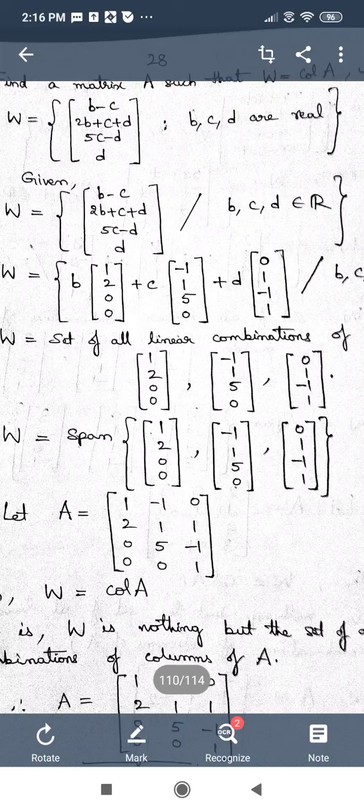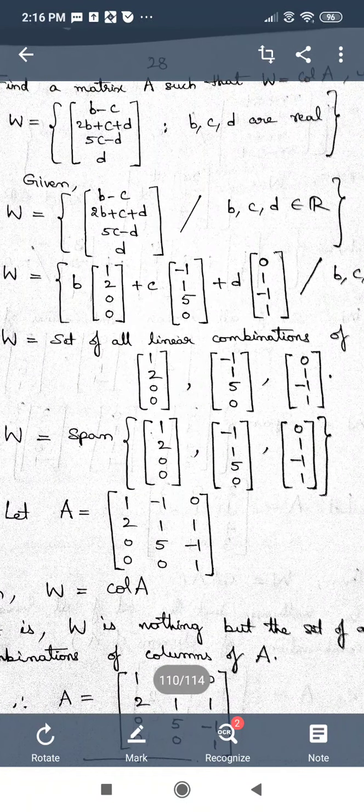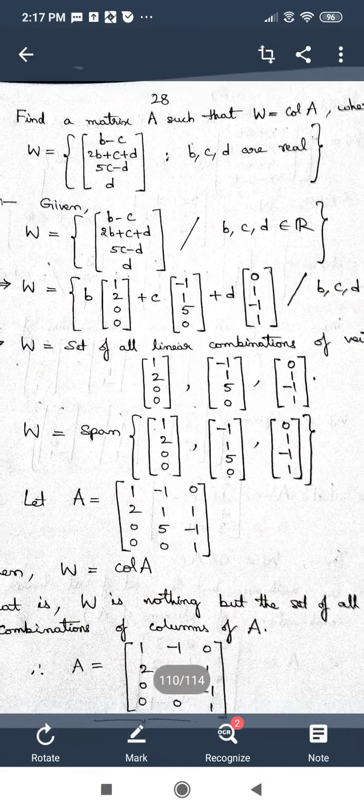So if we take these three column vectors in the set span as columns of a matrix, that matrix obtained, we are naming it as the matrix A. So A is equal to 1 2 0 0 is its first column, minus 1 1 5 0 is its second column, 0 1 minus 1 1 is its third column. So that this matrix A is of order 4 by 3. It has 4 rows and 3 columns.